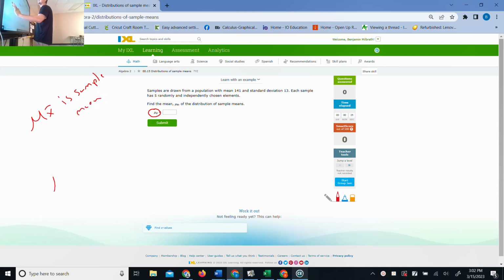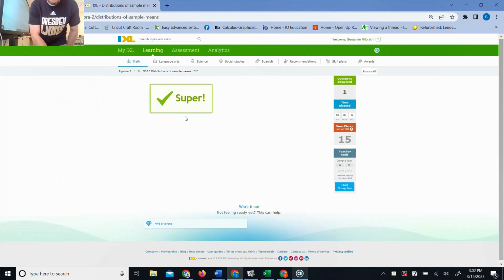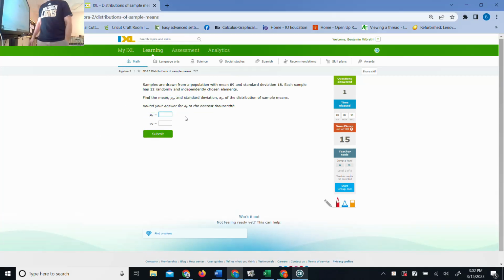And the definition is pretty simple. The mean of a sample is equal to the mean of the population, if my memory is serving me right. It has been years since I taught statistics. I haven't taught statistics since maybe 2013. So we're going on memory here from Mr. Milbrath. So if the population has an average or a mean of 141, then by God, the sample better have a mean of 141. And it did. I knew what I was talking about.